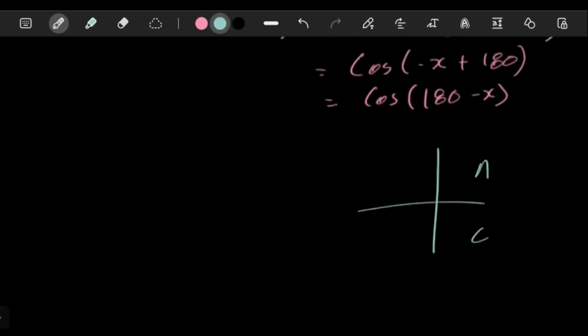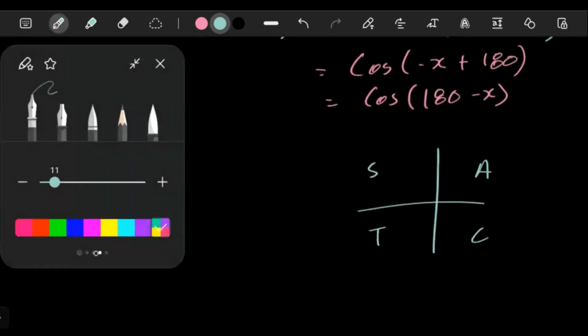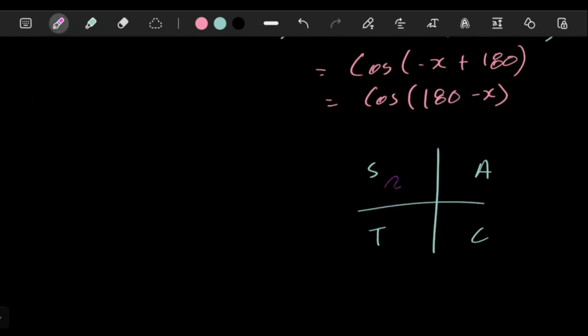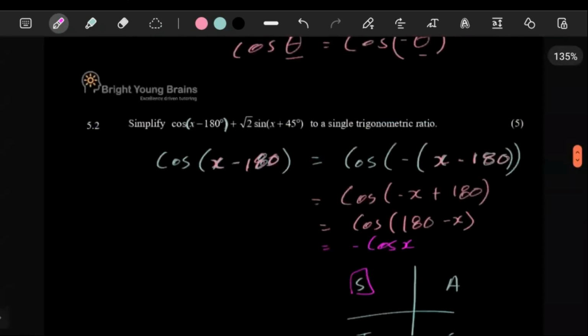C A S T. So 180 degrees minus x is in this quadrant where only sine is positive. This is negative cos x. That's going to give you a good 5 marks, but that's for this portion only. Then you have to deal with the square root of 2 times sine(x + 45).